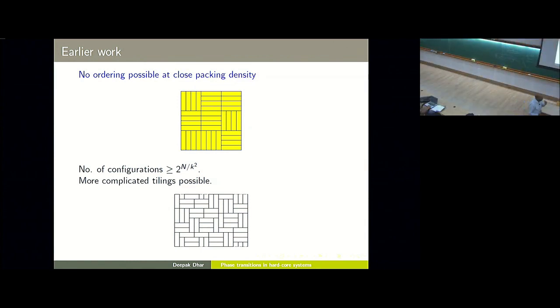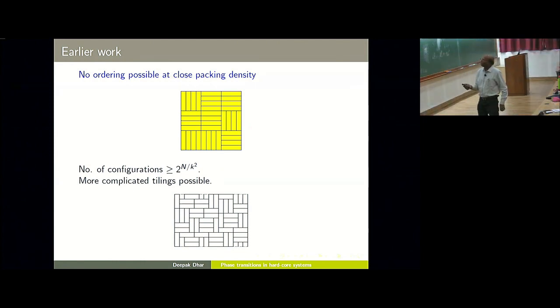And the number of configurations you can make like this, which are fully packed, is 2 to the power (n by k) squared, because (n by k) squared is the number of big squares, and 2 for each such square. So these many configurations are possible. But the fully packed states which are orientationally ordered are only 2, either all horizontal or all vertical. So they have no weight in the ensemble. Of course, the more general state is much more complicated. You can have complicated tilings. But the fully packed ordered state is very unlikely. It doesn't have any weight.